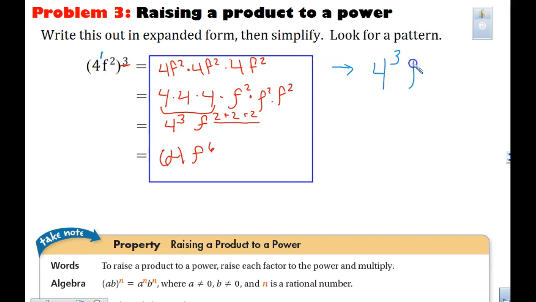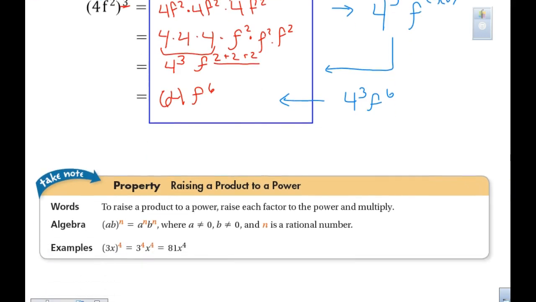And we are going to take f, and we had 2 times 3. That is a much shorter way of writing, getting down to 4 to the third and f to the sixth to get this solution than writing it out so many times. So we don't want to be always writing it out. So as we are looking at it this way, we want to use our rules.